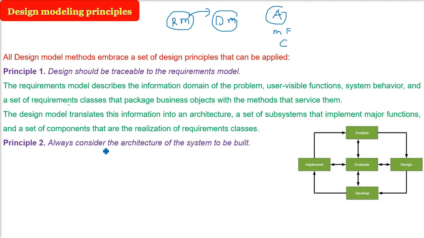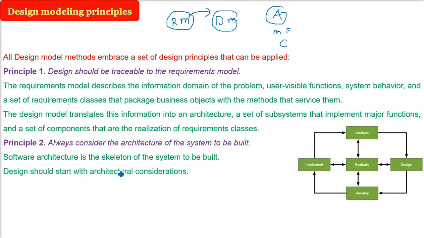The principle 2 is always consider the architecture of the system to be built. What is architecture? Architecture is the skeleton of the software or the system to be built. Skeleton like your body. If the skeleton is there, where you have to put the eyes, where you have to put the liver or the kidney. So design should start with the basic skeleton or architectural considerations. Then only you can talk about component level issues, that where to put what thing. As I said, where to put the heart and a skeleton. Heart is a component. So that will only come when you have already decided about the architecture.